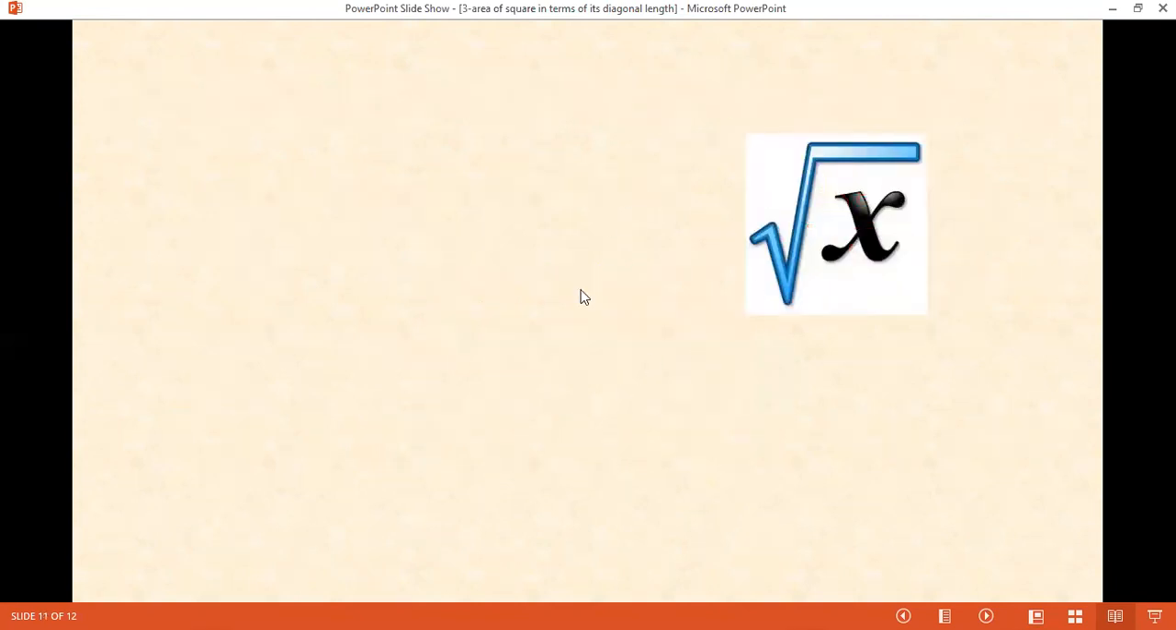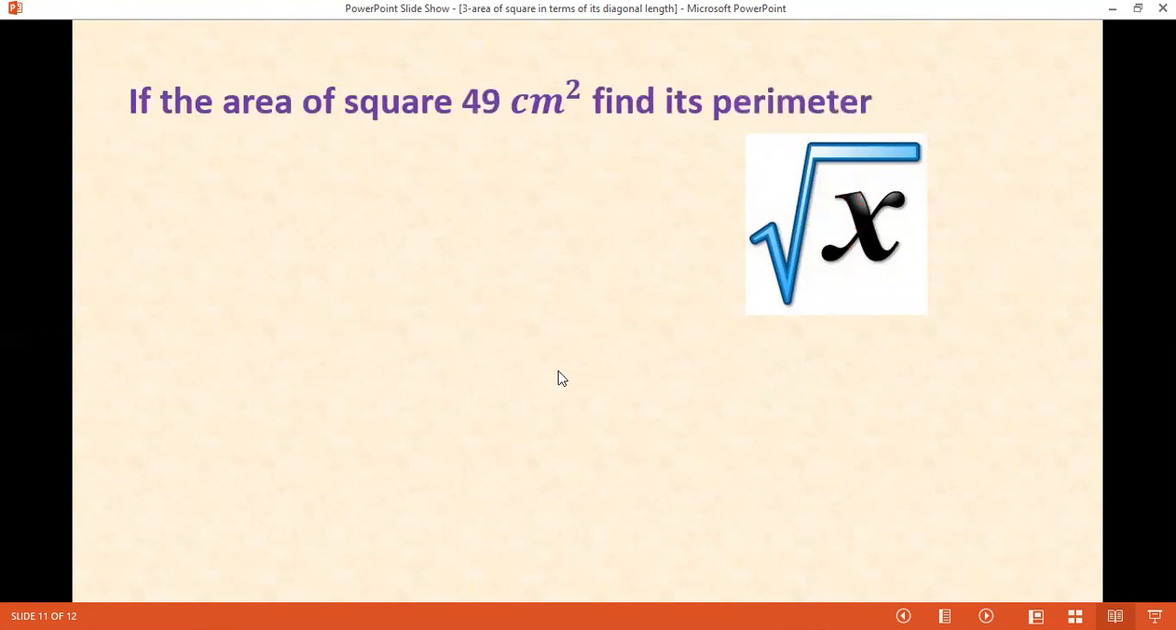Okay, that's easy. And here the area of a square is 49 centimeter square. Find its perimeter. Again, I have area, and I need the perimeter. Perimeter of a square equals what? Side by 4. I need to get the perimeter. What should I do? I have to look for the side. Where is the side? I don't have sides here. But I have this number, 49.